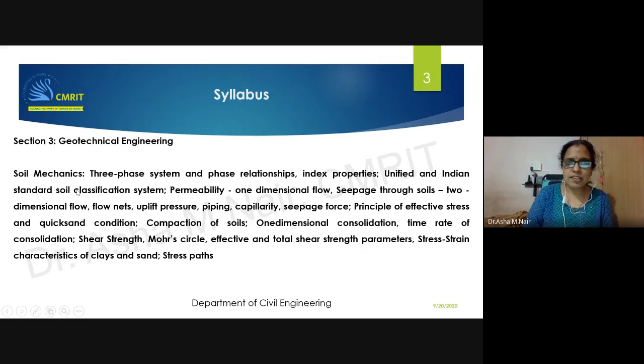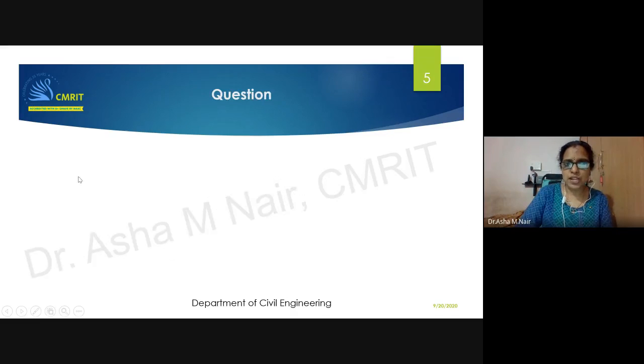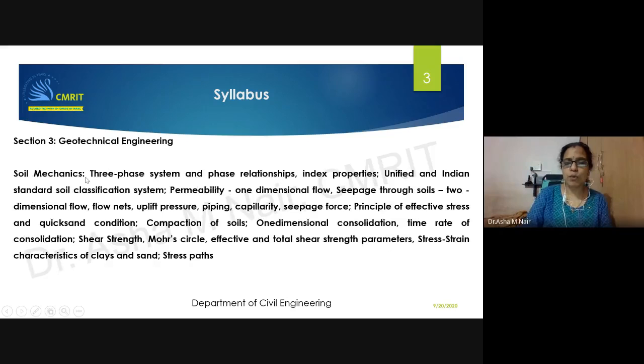Now, coming to the syllabus, geotechnical engineering has two parts. The first part, as I told in the last class also, covers the three-phase system, phase relationships, index properties, and all those parameters. We have had a glimpse of these in the first part, so it will be advisable for all of you to go through the first part. The second part is basically application based, wherein we'll be dealing with foundation engineering, earth pressure theories, footings, and so on. Today's session, we will be highlighting the problems on part 1.